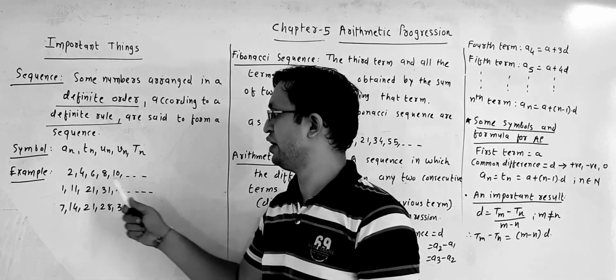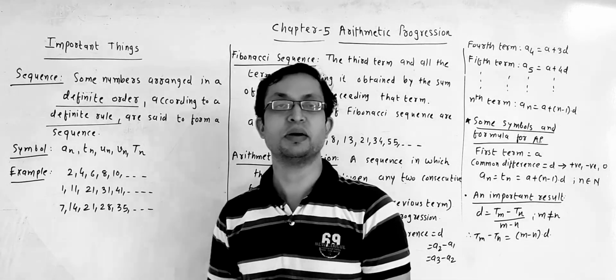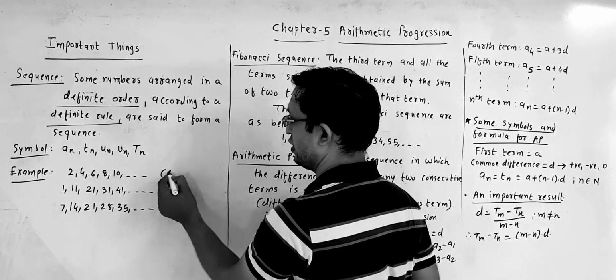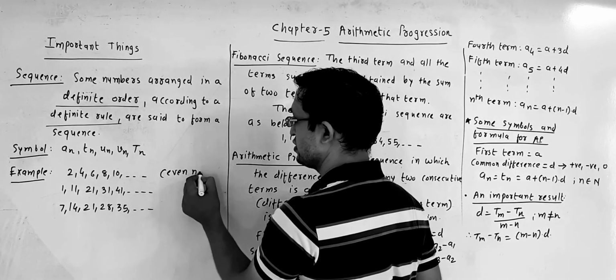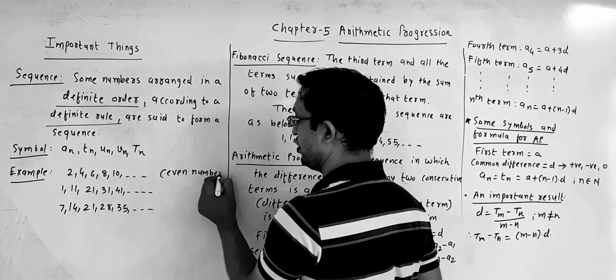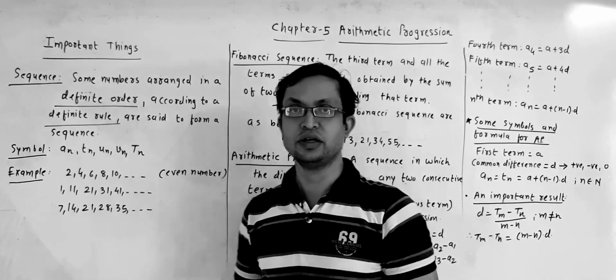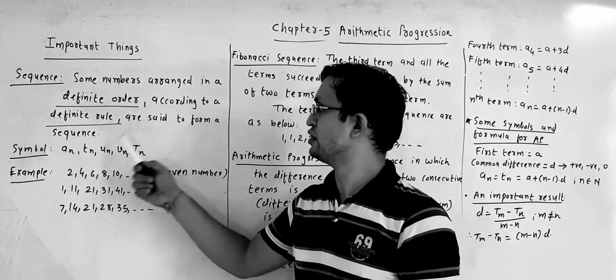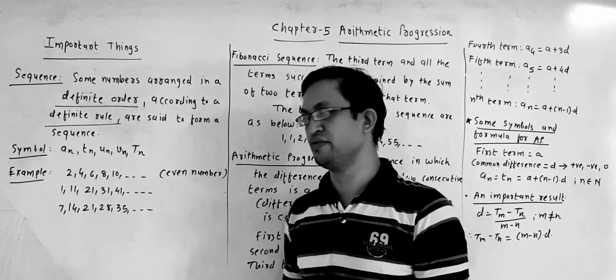So that means definite order according to a definite rule. Which one is the definite rule? All terms in the sequence are divisible by 2, meaning even numbers. All even numbers form a definite order according to a definite rule, and such numbers are said to be a sequence. That one is a sequence.